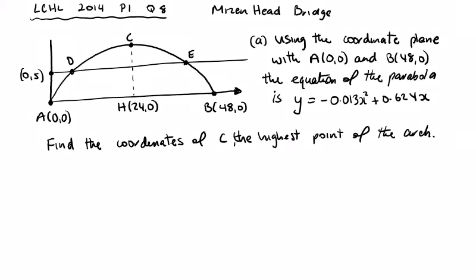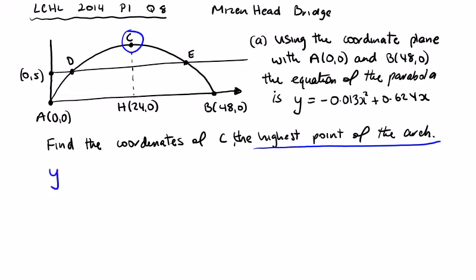Leaving Cert Higher Level, 2014, Paper 1, Question 8. You were given a lovely photograph in the exam of the Mizen Head Bridge that was opened in 2011, which is the most southwesterly point of Ireland. The arch of the bridge is shown here in this diagram, and they give you certain points: (0, 0), (5, 0), (24, 0), and (48, 0). You're asked to find the highest point of the arch in part A.